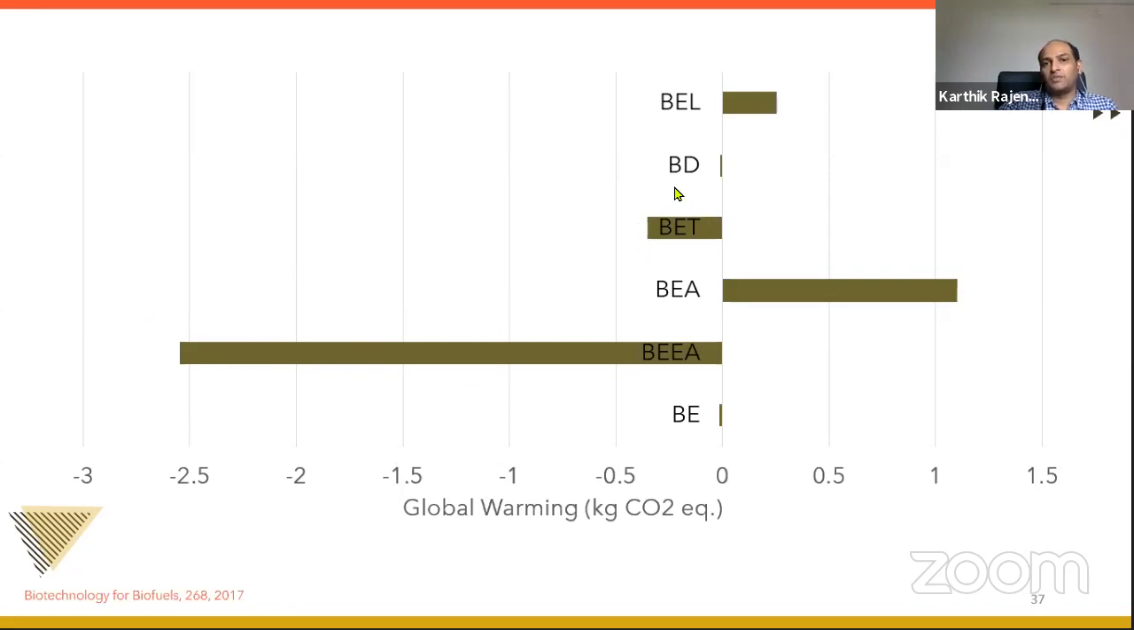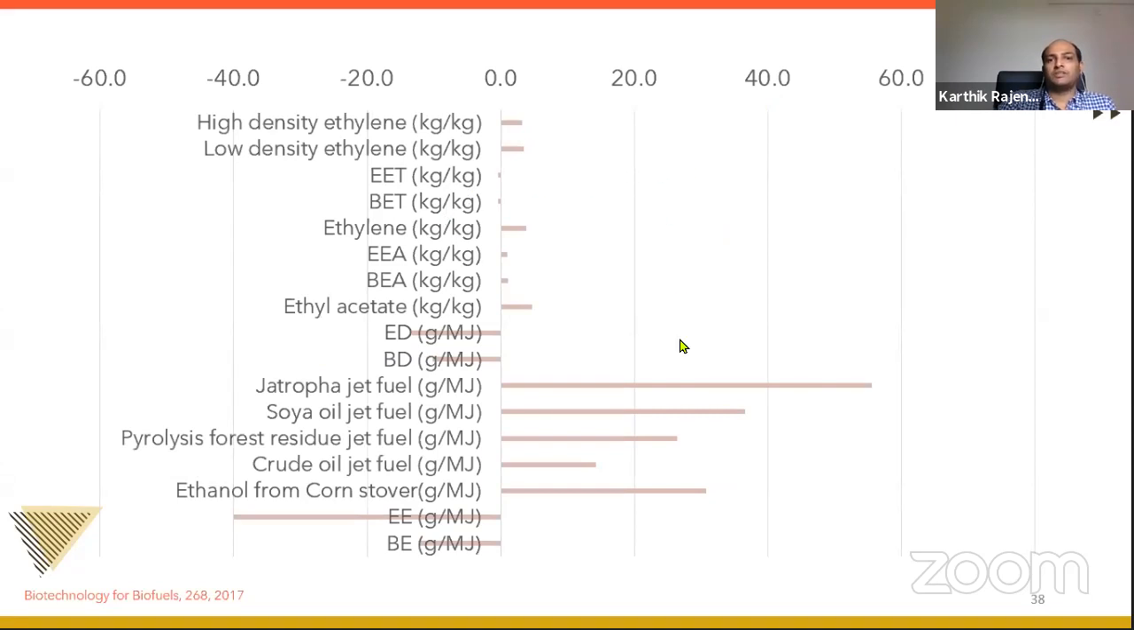Similarly, ethylene production is also not an economically viable option. Electricity is also not economical. So sometimes we have to think whether economics and environmental friendliness are in completely opposite directions, right? This is because we procure the ethanol from a first generation plant, which releases a higher amount of carbon dioxide emission. And we try to compare it with several different products, for example jet fuel, soya jet fuel, pyrolysis fuel, crude oil, and many different things.